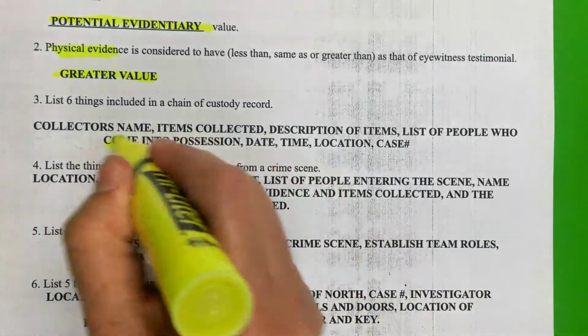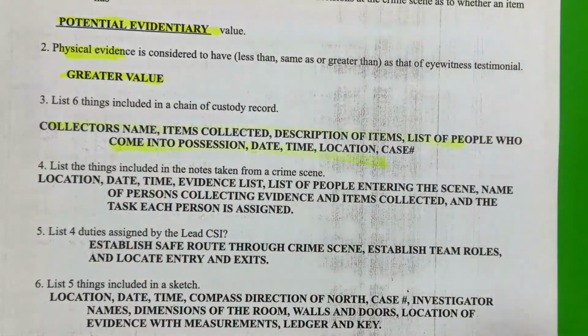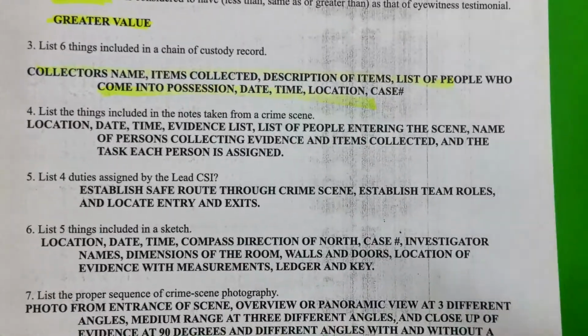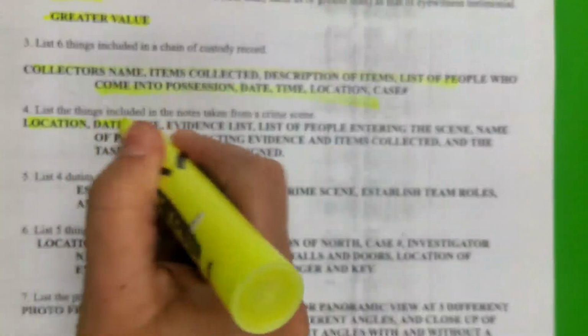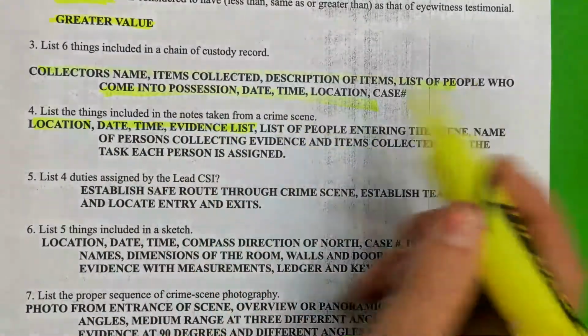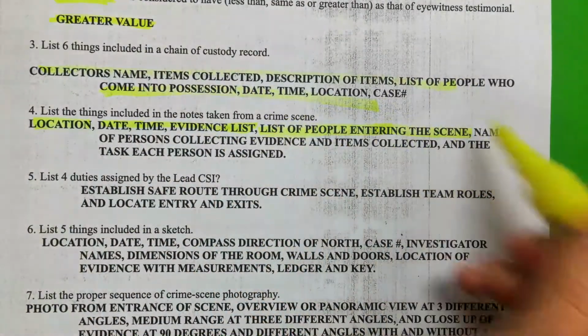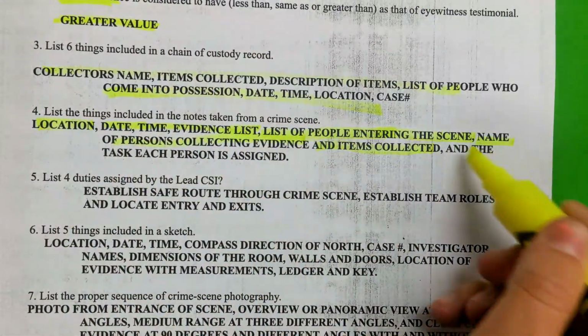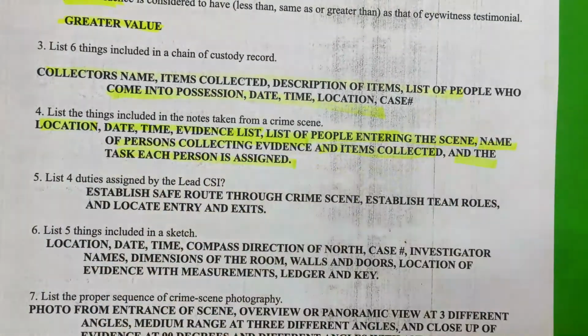Number four is list of things, including the notes taken from the crime scene. So they have to have location, date, time, evidence list, and list of people entering the scene, the names of the persons collecting the evidence and items collected, and the task each person is assigned.